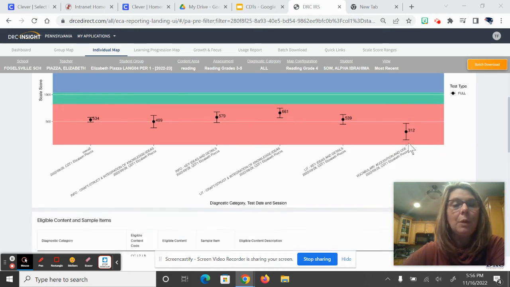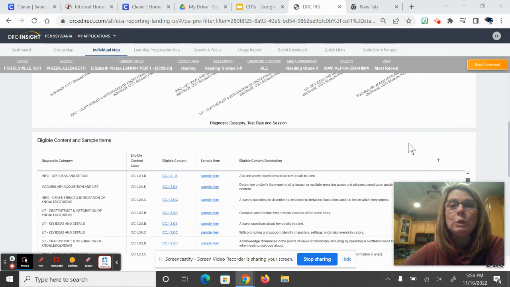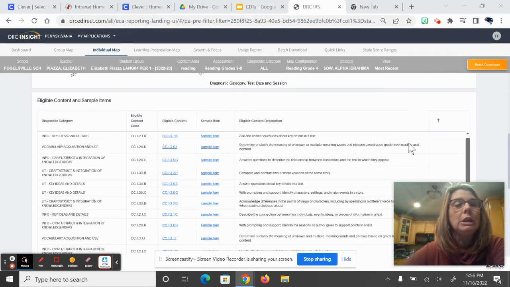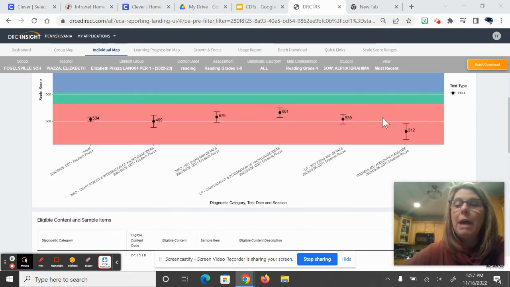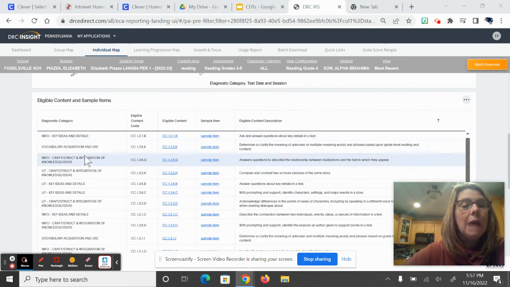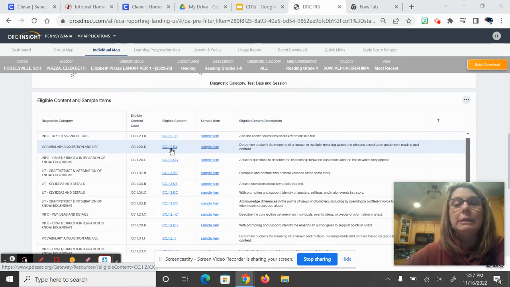Anyway, I wanted to show you where we can get some additional information. If you scroll to the bottom of this report, you can see examples. There's a list of eligible content and sample items for each domain. If we look at that vocabulary section, which as we go back up was his lowest section, I'm going to click right here, the vocabulary acquisition and use. And here's the eligible content for this Common Core standard in the state of Pennsylvania.